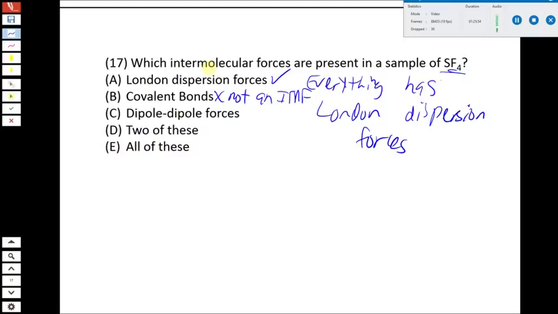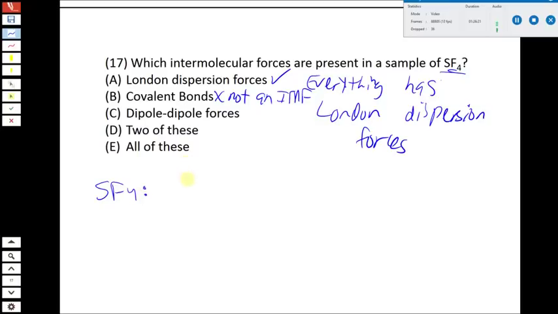Choice C, dipole-dipole forces. To figure out if something has dipole-dipole forces, it has to be a covalent compound, which this is, and it has to be a polar covalent compound. So we need to go back and review what we learned in Chapter 4 to figure out, is this molecule SF4 polar or nonpolar? This will be a good refresher for the final exam that's coming up as well, because we will see questions about polarity on the final. So we have to draw a Lewis structure, figure out the three-dimensional VSEPR structure, and then determine if it's polar or nonpolar.